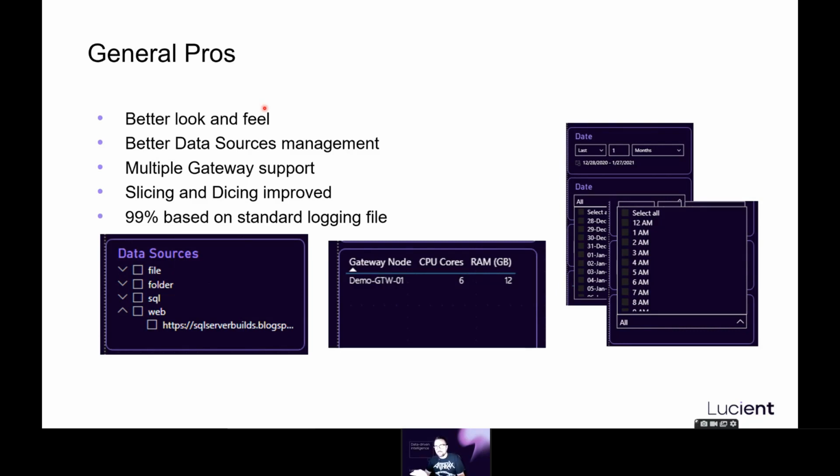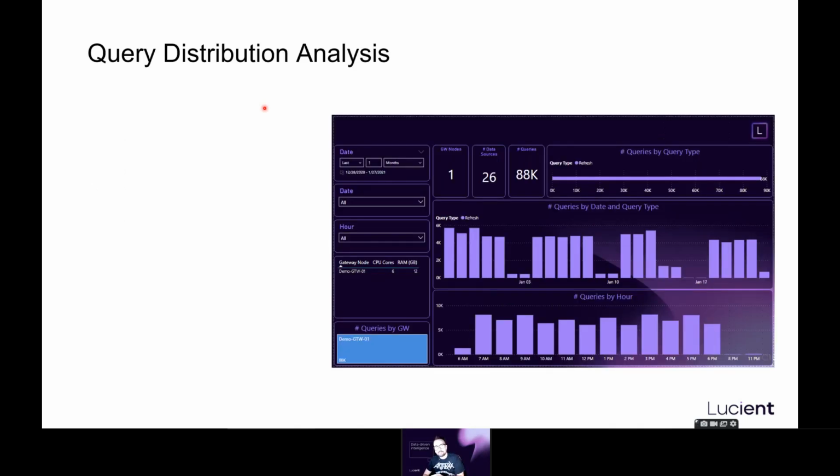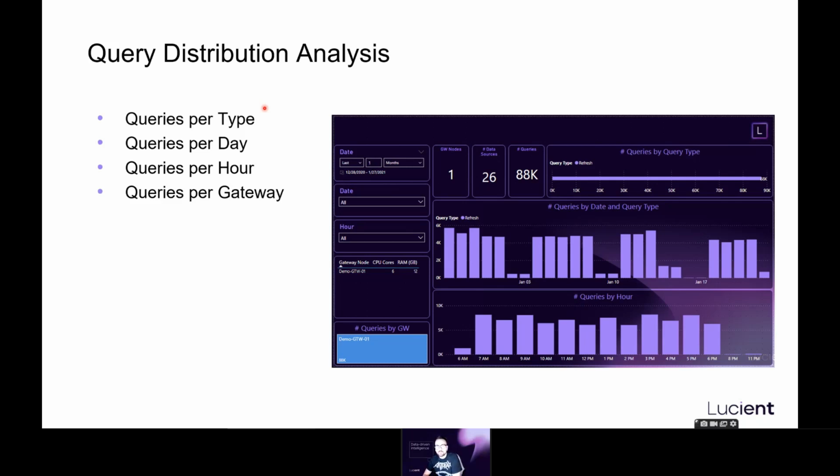What I'm showing you in these screenshots is 99% based on the standard logging files. So you start with the standard logging files and you build on top of them a solution like this that can be replicated on all the gateways that you have in your company or on your customers' premises. And you can build something like query distribution analysis, so you can identify the type of queries that you are going to receive. You can identify queries per day, for example, queries per hour, identifying patterns and trends on your gateways.